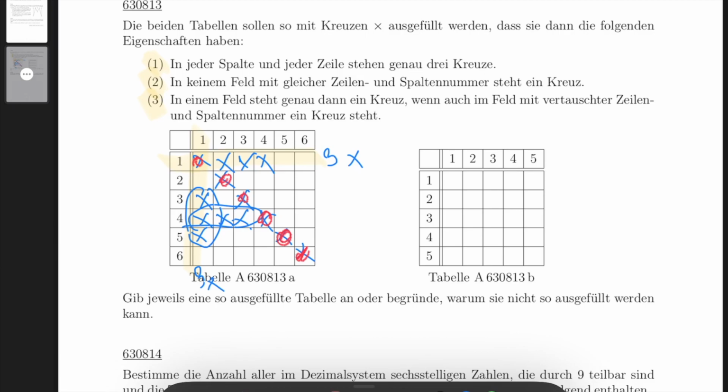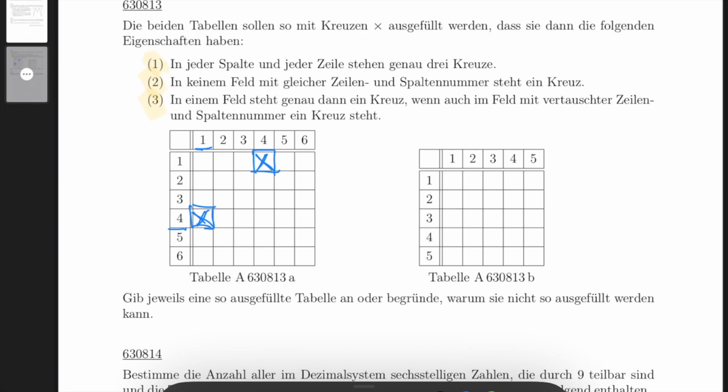The third rule says that when you have a cross here, 4 and 1, it means there is exactly opposite here, the cross. So if we have put a cross here, then one should go here. And yeah, that's all. So what can we see here?